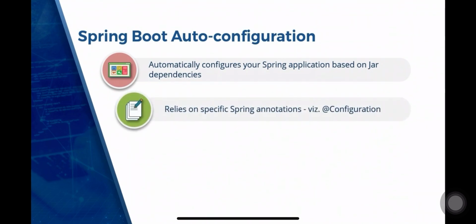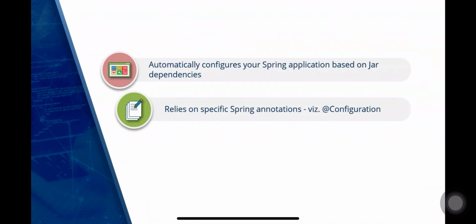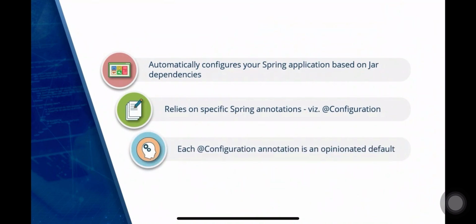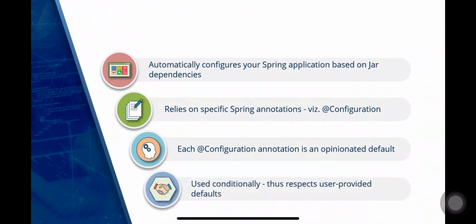The auto-configuration feature in Spring Boot relies on specific Spring annotations, which are variants of the @Configuration annotation. Each @Configuration annotation is an opinionated default specified by your app. Now, these @Configuration annotations are used conditionally, which means that if you have overridden the default specification for some property, your overridden version will be used, not the default. Thus, Spring Boot respects user-provided defaults. So if you don't want the default specification, you can override it. Otherwise, the default specification is there for you to use.